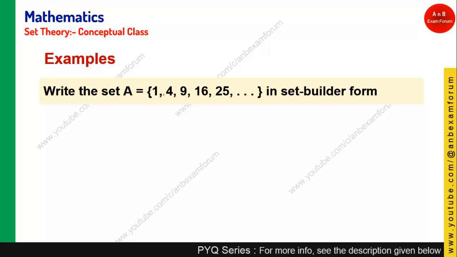So if you see the common property of 1, 4, 9, 16, 25, it is clearly visible these are the squares of the natural numbers, right? 1 square is 1, 2 square is 4, 3 square is 9, 4 square is 16, whereas 5 square is 25. Okay, so let us build the form.